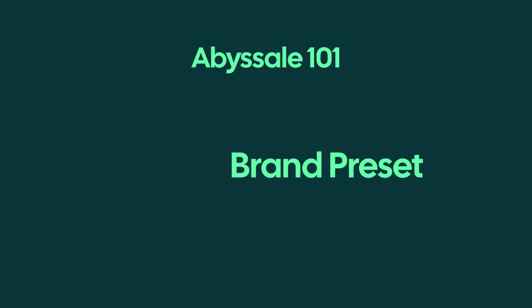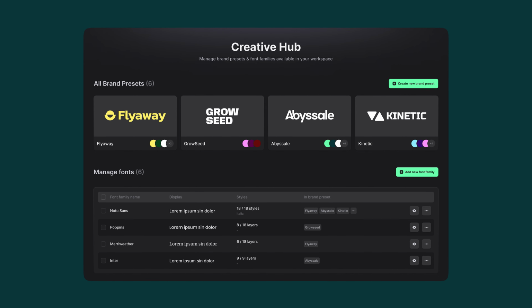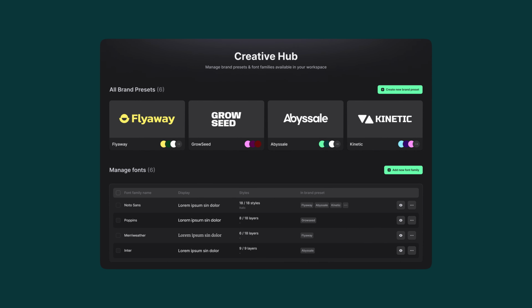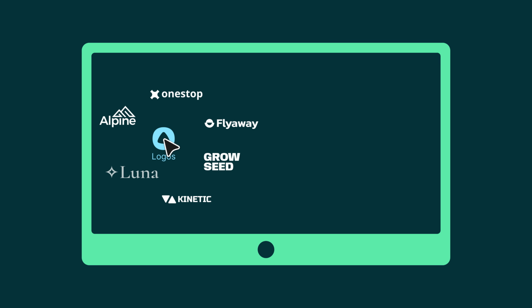Ever spent hours making sure every design matches your brand guidelines? Say goodbye to that headache. Today, we're exploring the Creative Hub, your secret weapon for perfect brand consistency with just a few clicks. Let's dive in. Brand presets let you save your brand's visual elements like logos, colors, and fonts. This ensures consistent branding across all your marketing materials and saves you considerable time when creating new designs.